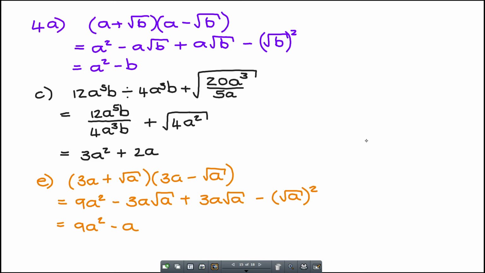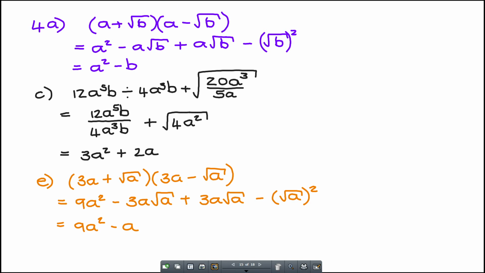Okay, there's 4, A, C, and E. Now over here we had to do FOIL, so it's slightly more complicated. Let me go through them. So first, A times A gives me A squared. Then outer, so A times square root minus square root B would give me minus A square root B. Then inner, these two, so that would give me positive A square root B. And our square root B times negative square root B would give me negative, and have a look, square root B squared. Okay, if you didn't have the brackets there, it's fine, it's not a train smash.